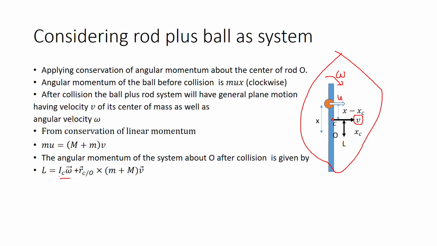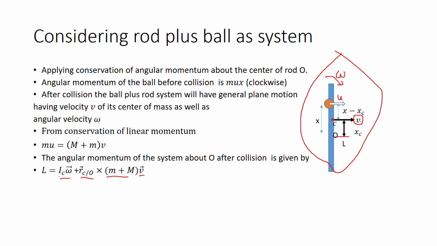Center of mass is C, and the second term is the angular momentum of the system, assuming the system is moving with velocity v, that is (m plus M) into v. And this Rco is the position vector of point C, that is the center of mass, about the point which we are taking. That means we are taking angular momentum about this point. This is our point about which we are taking the angular momentum, and this is the velocity v with which the center of mass is moving.